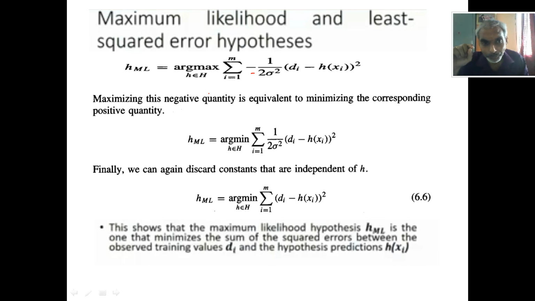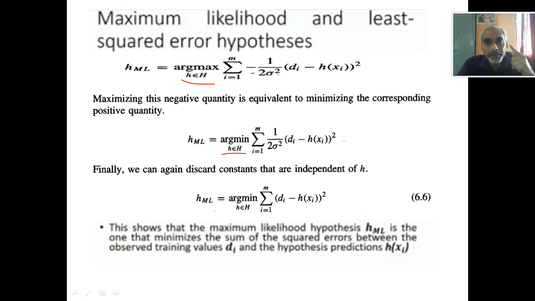Understand it carefully. Maximizing the negative quantity is equivalent to minimizing the corresponding positive quantity. So instead of writing argmax here, we can say h_ML equals argmin. So you are going to minimize and we remove this negative symbol. We remove this particular negative symbol and we say summation i equals 1 to m, 1 divided by 2 sigma square, (d_i minus h of x_i) whole square.